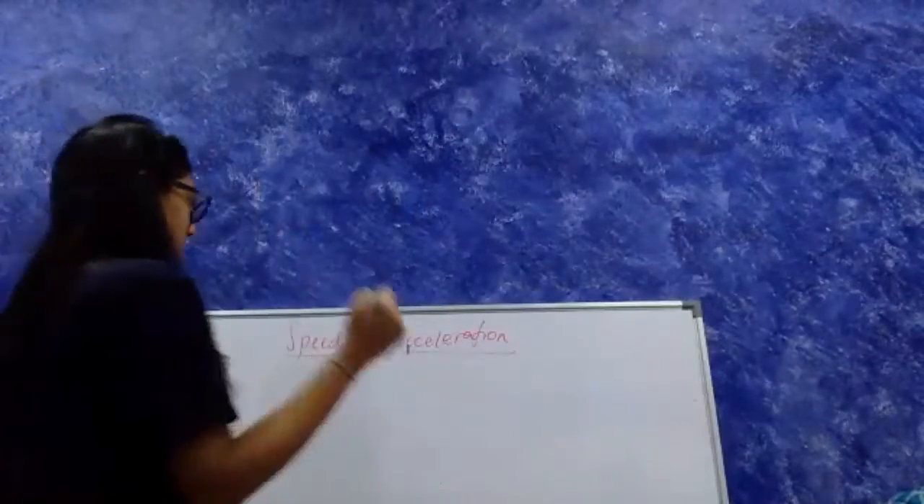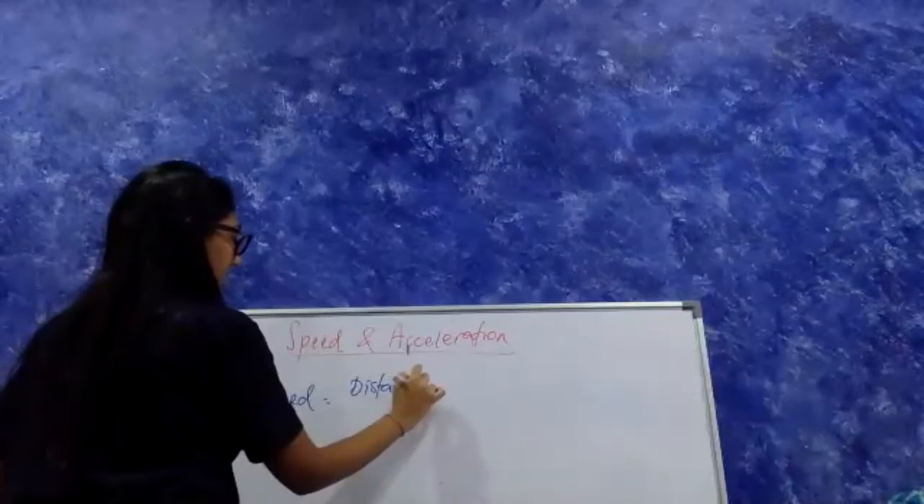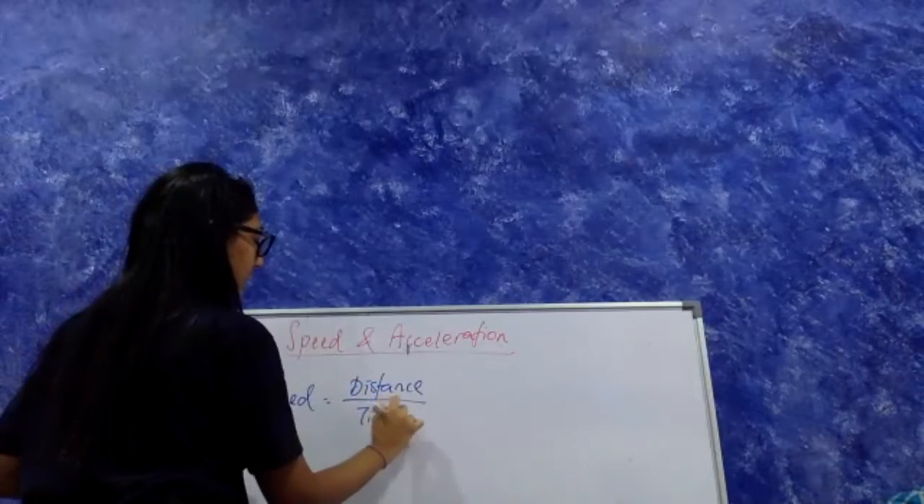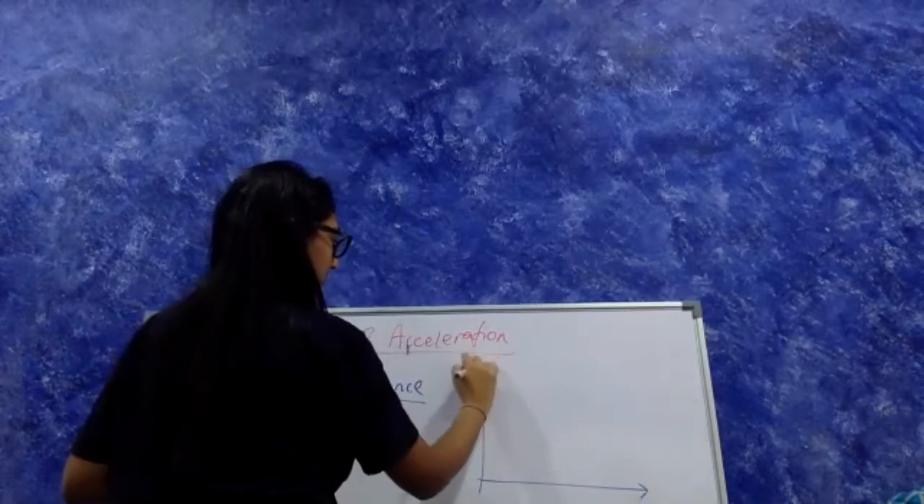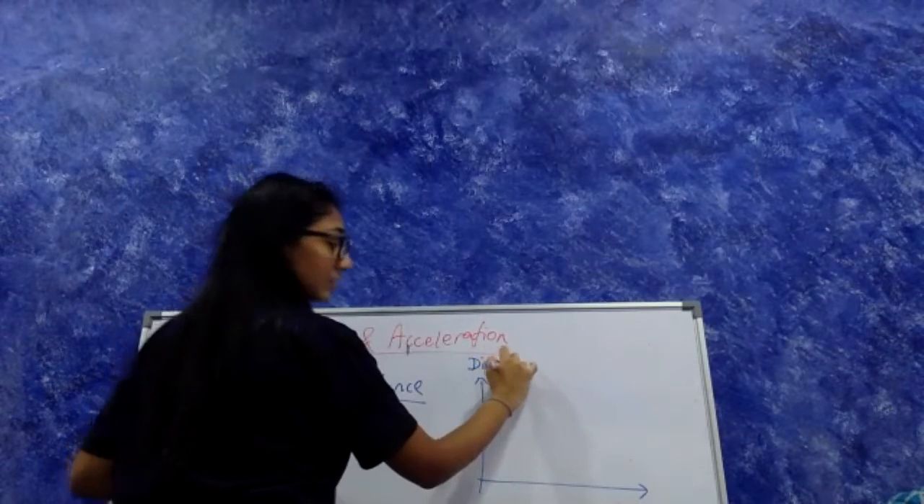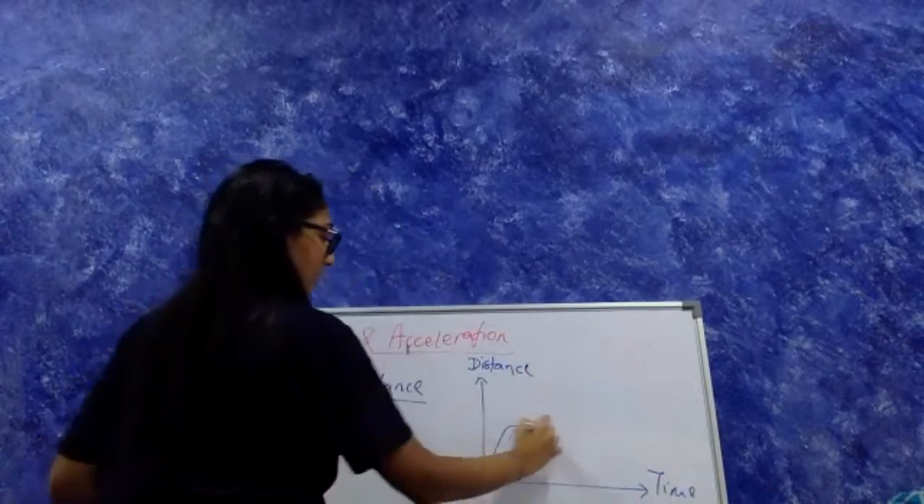Okay, so before school ended, we did speed, distance and speed. So how do we calculate speed? Distance over time. Okay, distance over time. And then if I'm given a distance time graph, how do I calculate the speed?